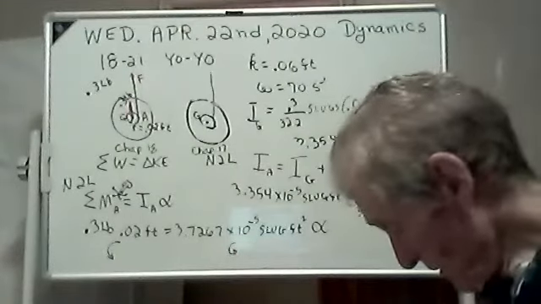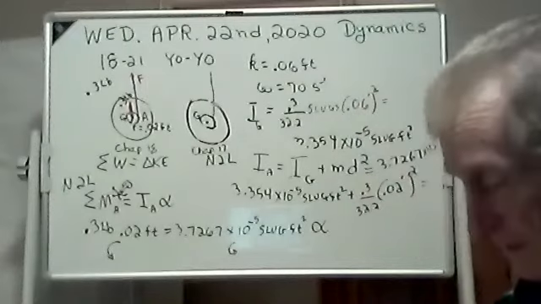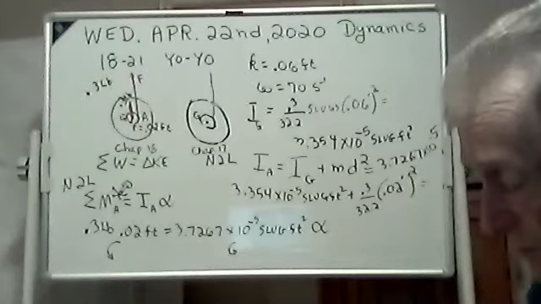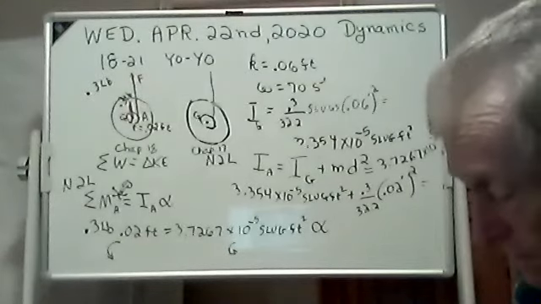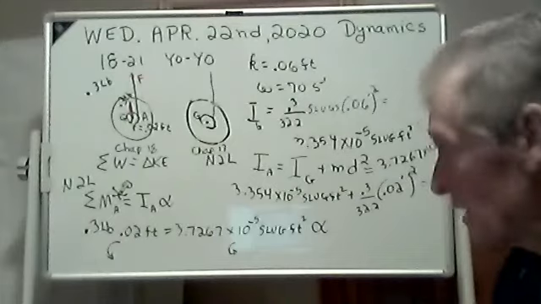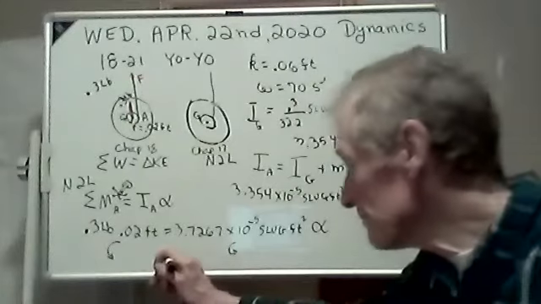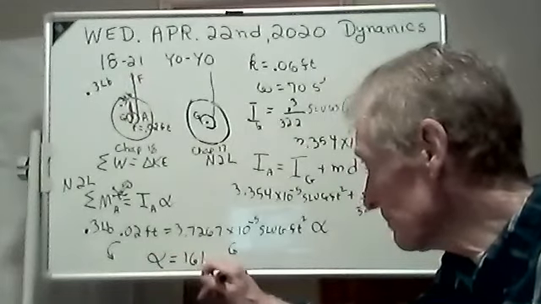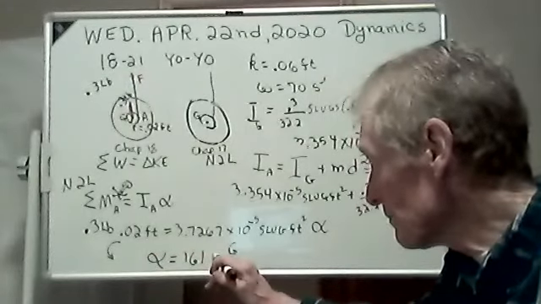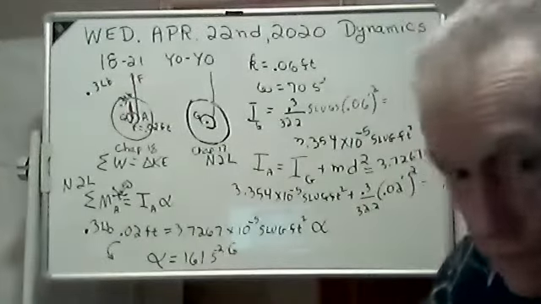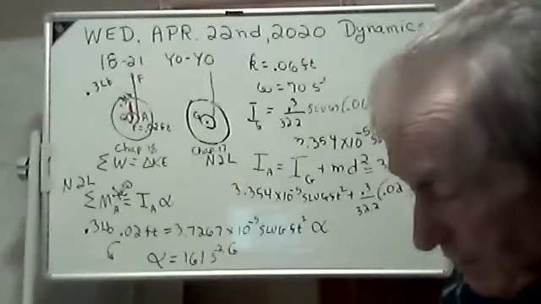Well, now I'm going to find alpha. Here goes. Now, if you've already done this problem, bless your hearts. Okay, I'm doing that times 0.3 times 0.02. I'm getting an alpha. Alpha is 161 radians per second squared. So we've got our angular acceleration now.